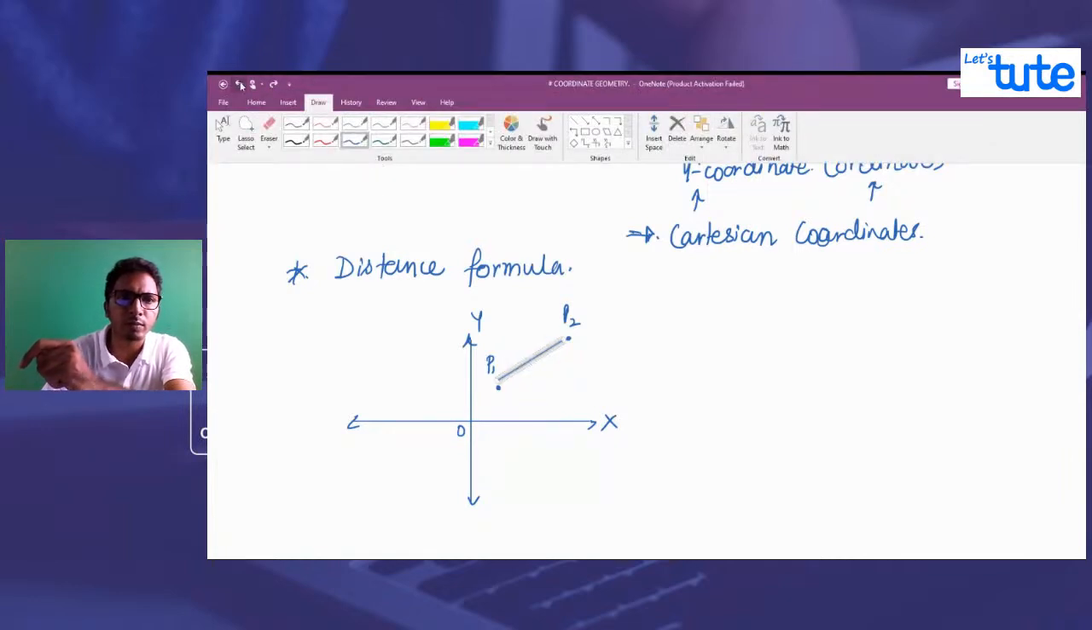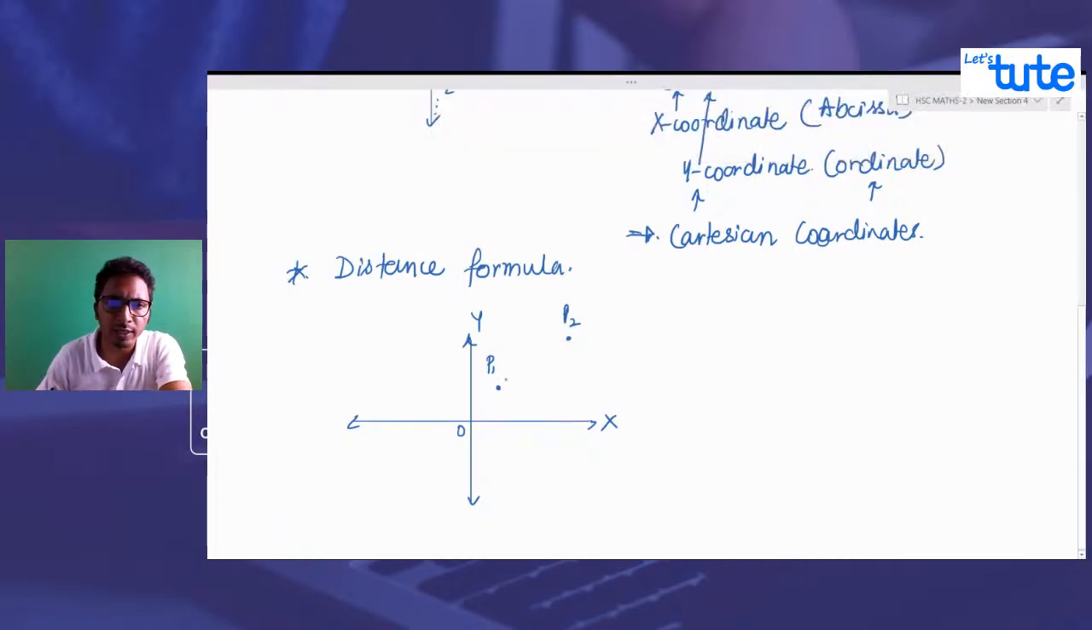Okay. Let me draw only. Fine. Suppose I need this distance. Let us say it as d. Okay. I need the value of d.